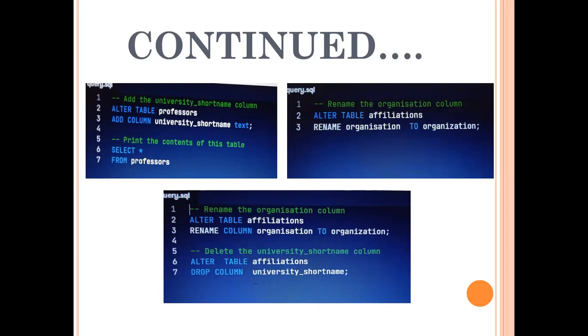If I want to delete any column from a particular table, how will I do that? Simply I will write alter table followed by the table name. In this example, the table name is affiliations. Then I will write drop column, and then I will write the column name which I want to delete from my table. If I want to delete completely my table, not a particular column, then I will simply write truncate followed by the table name and my table will be deleted.